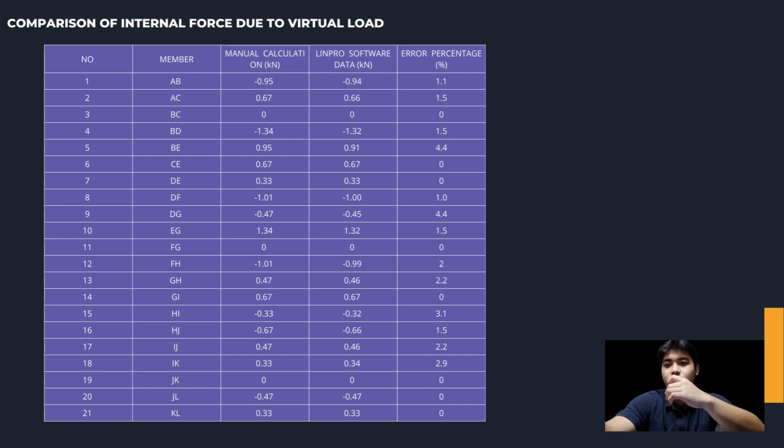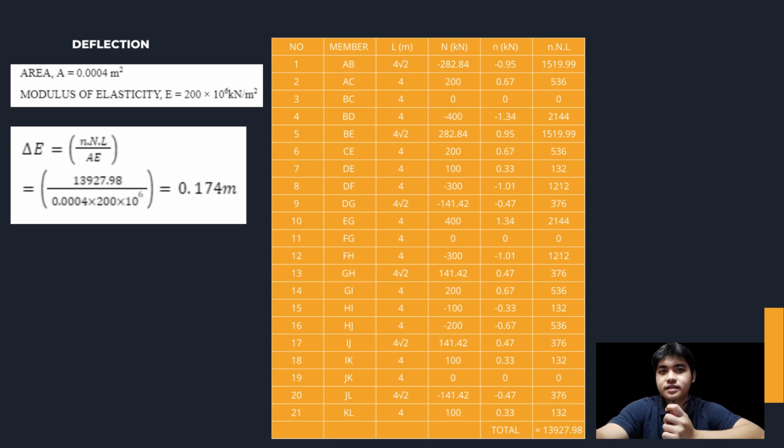Lastly, this is the table of deflection. Our area is 0.0004 square meters, and our modulus of elasticity is 200 times 10 to the power of 6 kilonewtons per square meter. So this is the formula for deflection at E, which is N times n times L divided by AE, summed, and the total is 0.174 meters. That's all for me.